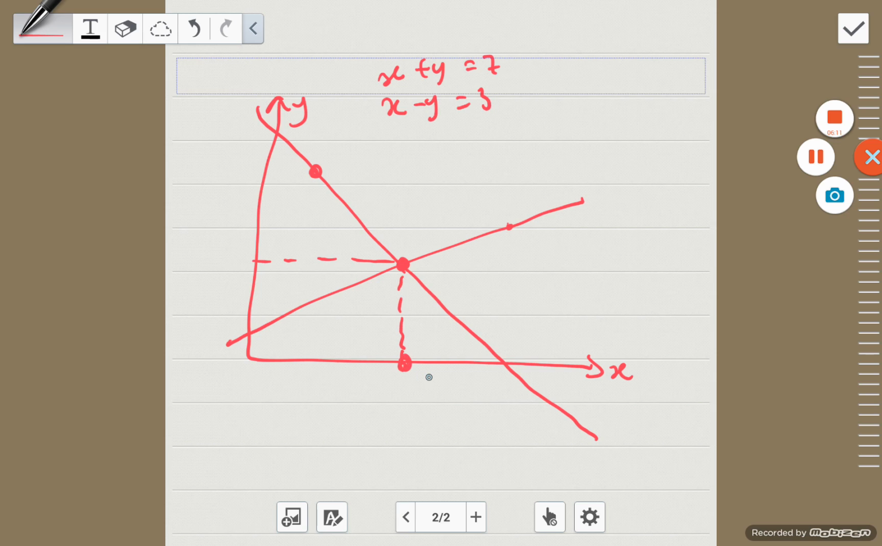So on the x-axis it intersects at 5, on the y-axis it intersects at 2. Therefore, this is my solution. Therefore, the solution set to this system is when x equals 5 and y equals 2.